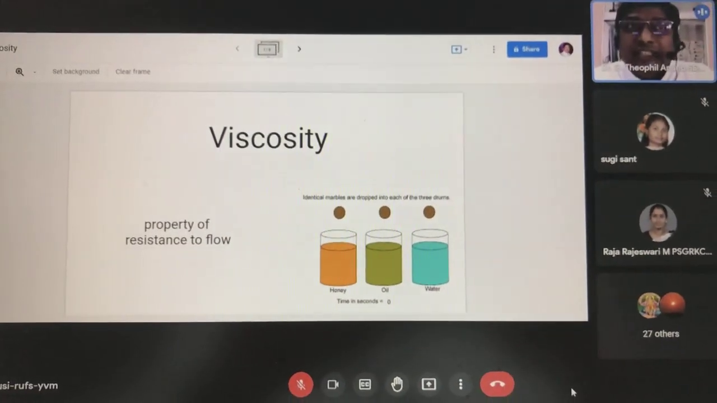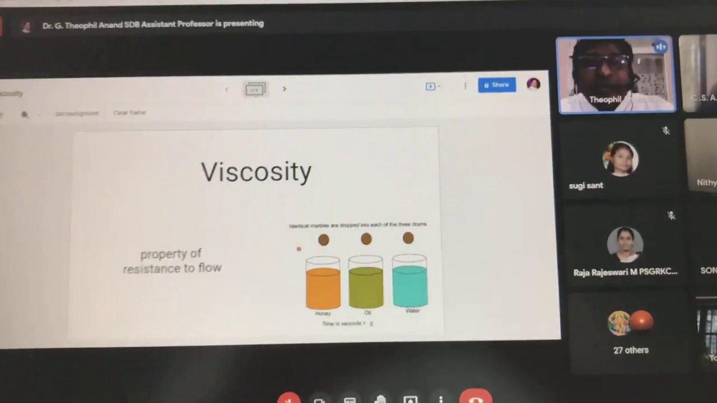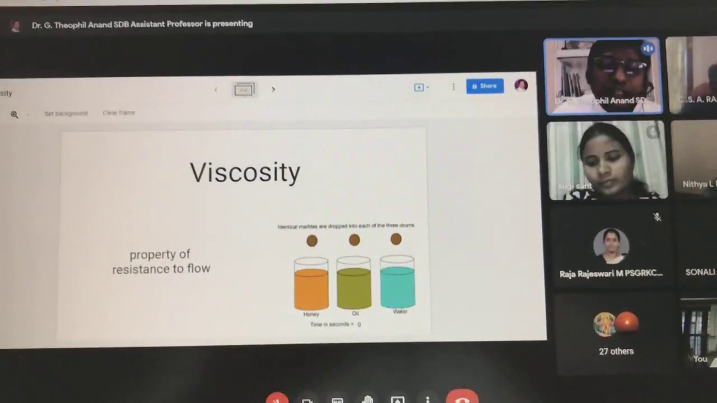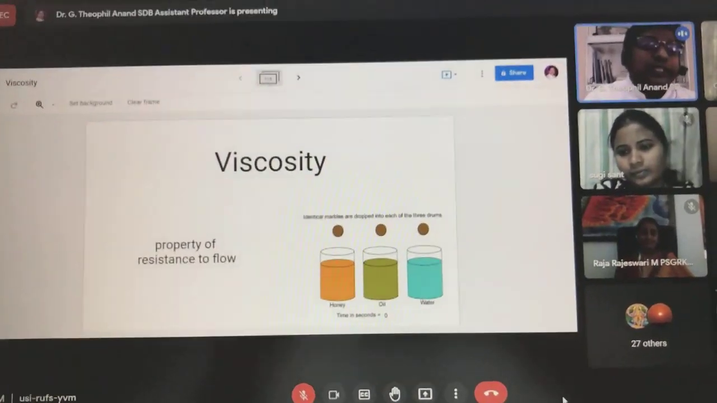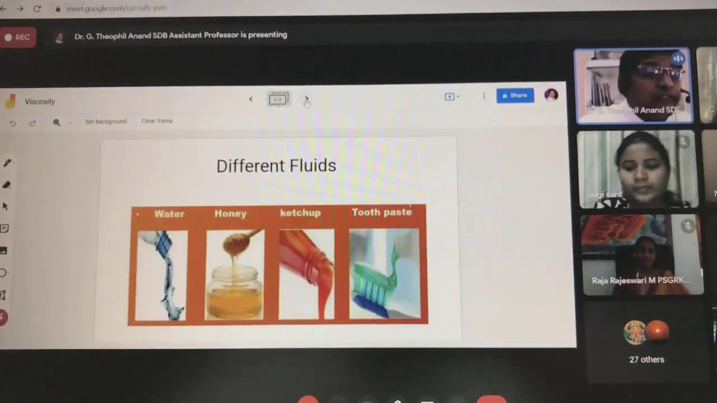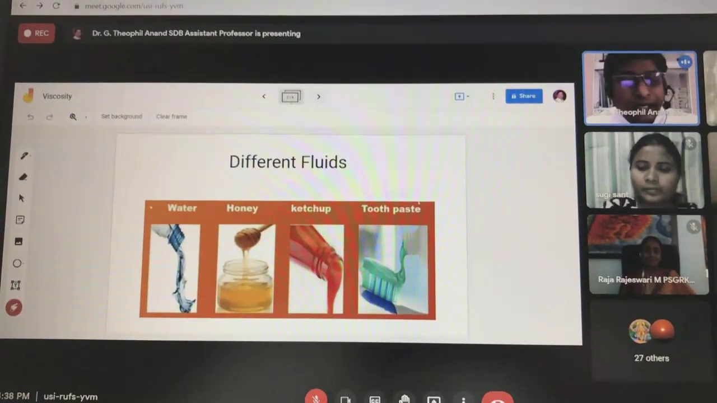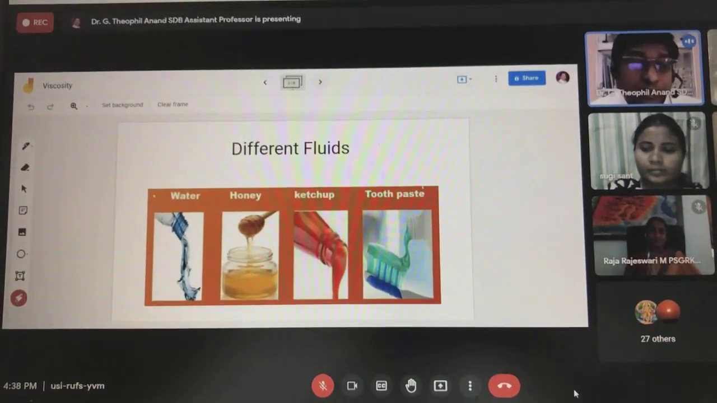is less, and therefore it moves faster. So I have established today what is viscosity. Viscosity is the property of resistance to flow. But that is not enough. You will know that different liquids have different viscosities.